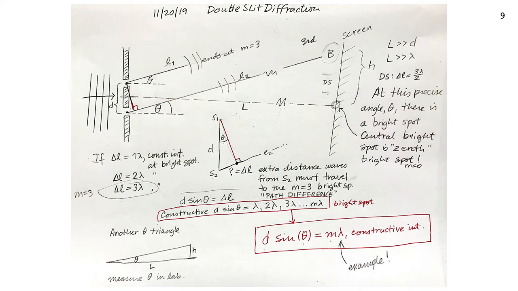But here is the extra distance that the waves from S2 must travel. So this is delta L. Extra distance that waves from S2 must travel to the M equals 3 bright spot.